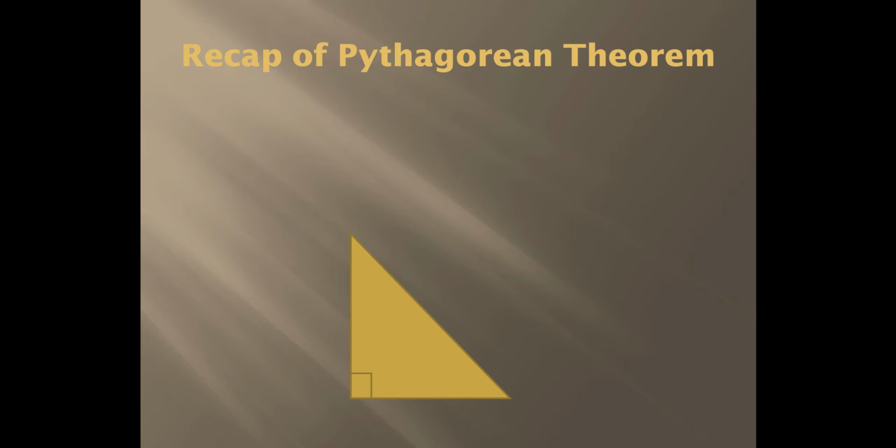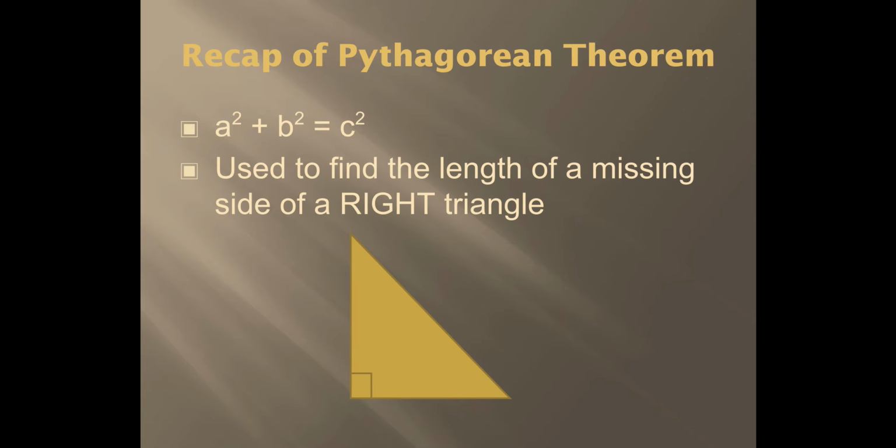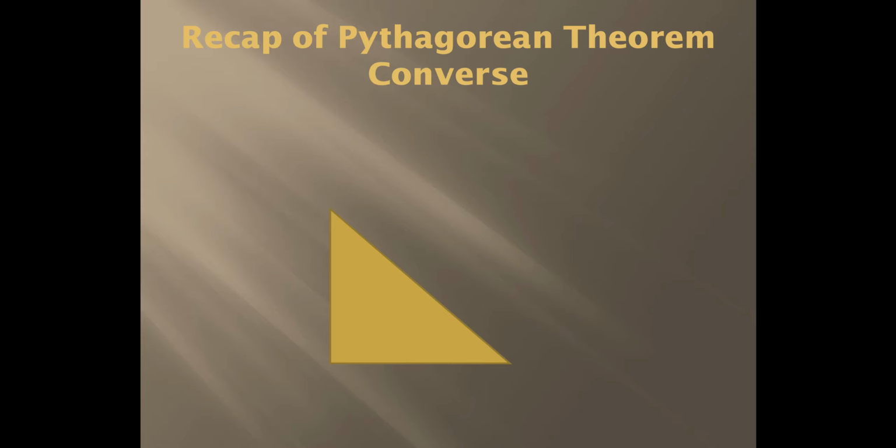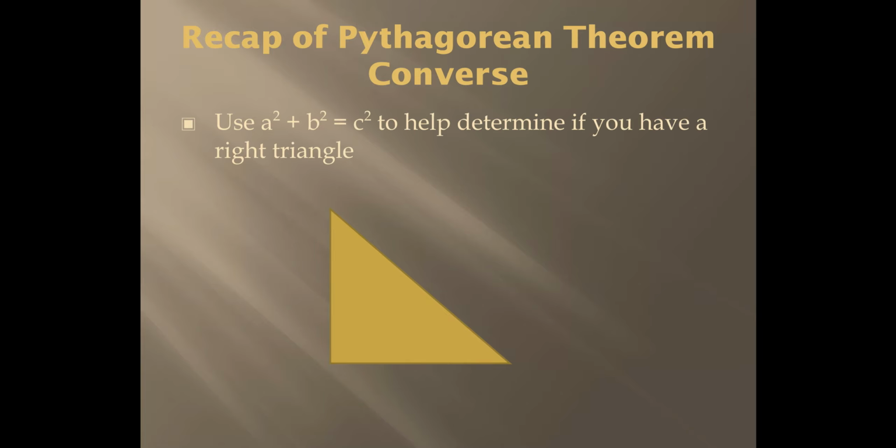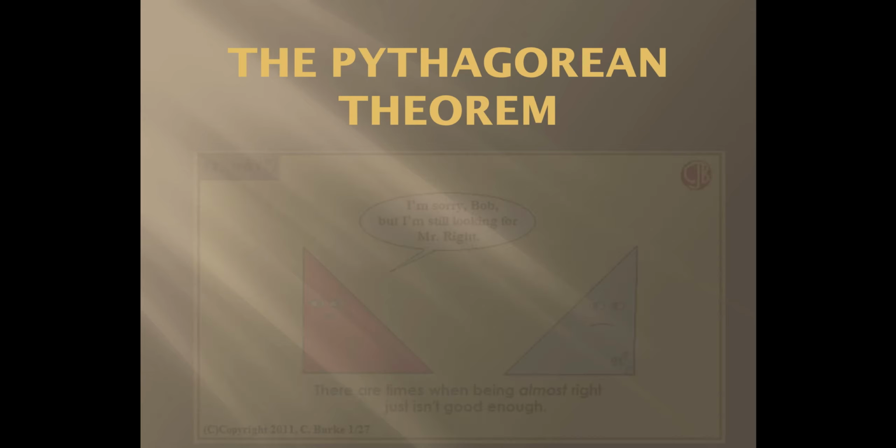Now, just to recap everything one more time. The Pythagorean theorem is a squared plus b squared equals c squared, and we use it to find the length of a missing side in a right triangle. The converse allows us to determine if we have a right triangle. So we can still use the Pythagorean theorem, but when you use the converse, it means you have all three side lengths and you're trying to see, will it give me a right triangle?